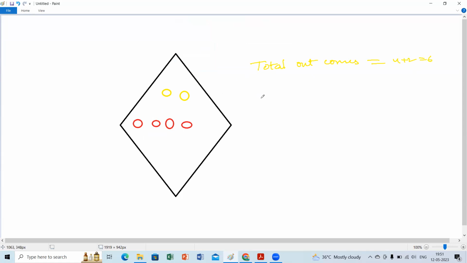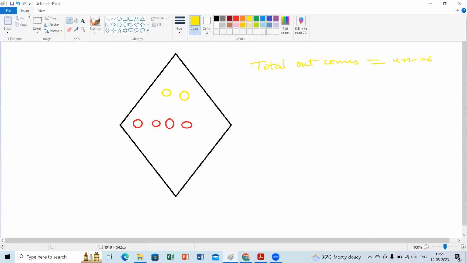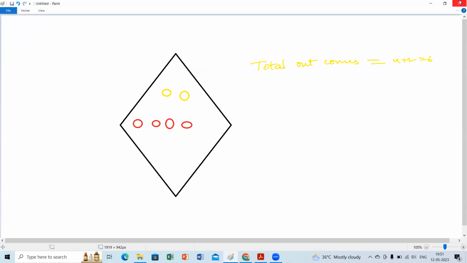The probability of getting yellow. Yellow, how many do you have, children? 2. That means favorable outcomes. 2 by 6. Favorable outcomes 2.